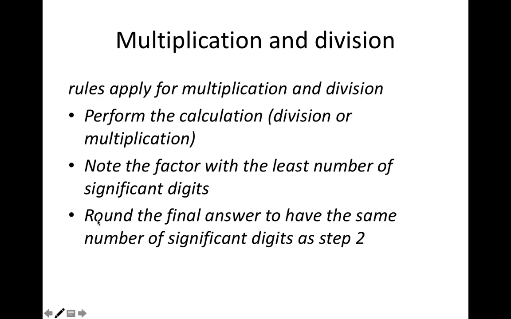Okay, multiplication and division. The rules for multiplication and division are different than the rules for adding and subtracting. Adding and subtracting is based on precision, and multiplication and division is based on sig figs or significant figures. So these rules apply for multiplication and division. Perform the calculation, division or multiplication. Note the factor with the least number of sig figs, and round the final answer to have the same number of significant digits as the second step.